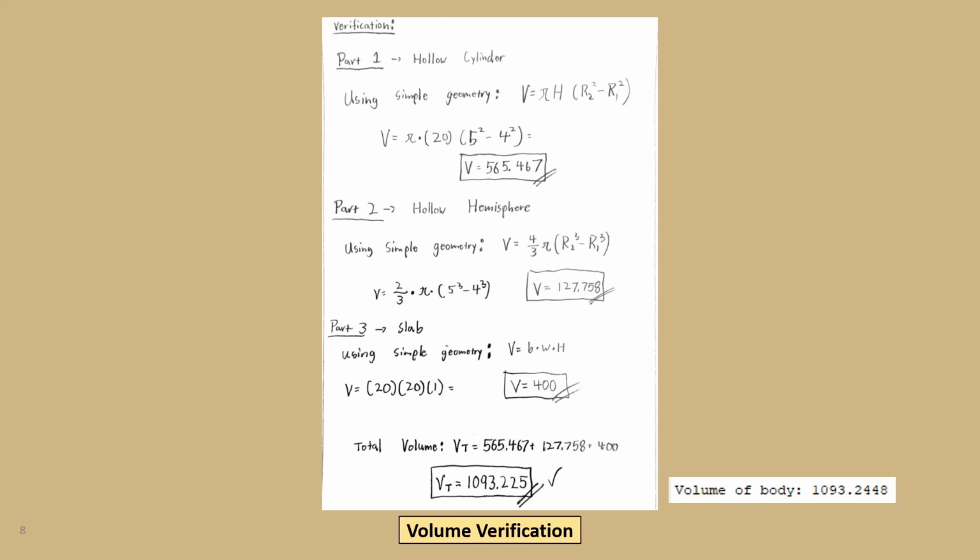And finally, I was able to verify the volume that MATLAB gave me by doing a series of hand calculations just based off of simple geometry. We all know the equation for a hollow cylinder and a hollow hemisphere can be derived very easily, as well as just the equation for the volume of a slab. And as you can see, working through my math there and summing my totals up, I got a value of 10,093.225, where MATLAB gave me a value of 10,093.2448. So those values are very similar, and therefore I believe my code is working successfully.